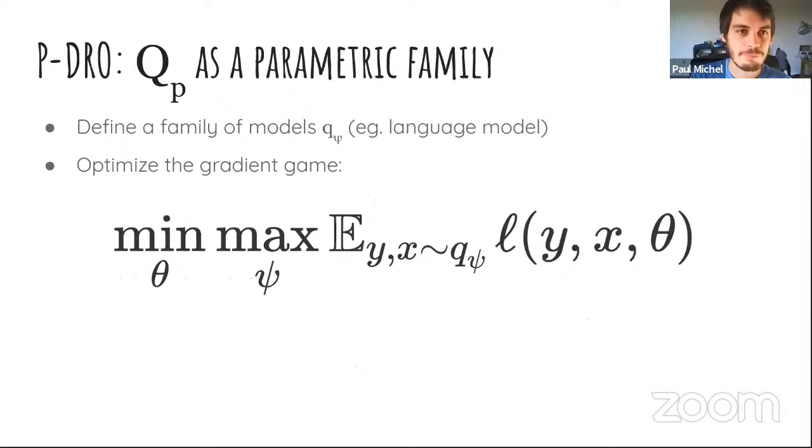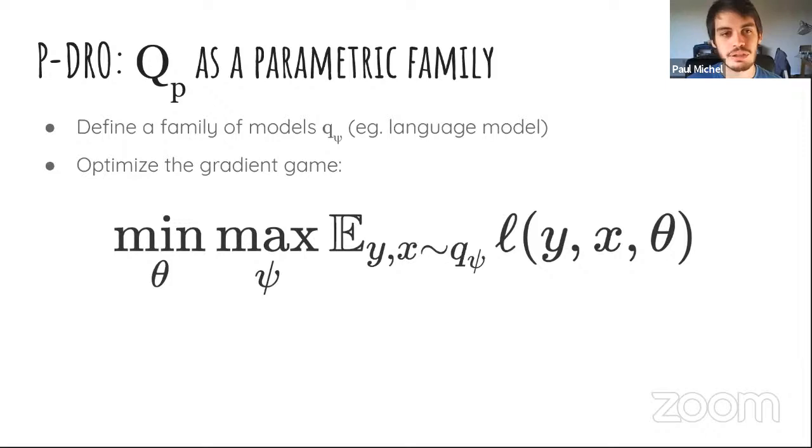Parametric DRO is essentially defining this uncertainty set as a family of models indexed on parameters. You can think of it as saying our uncertainty set is all LSTM language models with two layers or something like that. So we have the classification model theta, and now instead of having some abstract distribution, we have another parametric model that represents a distribution over the training data. This changes the min-max problem that I described above into a gradient game, where we minimize with respect to some parameters theta, and maximize with respect to the parameters psi of the worst case distribution.